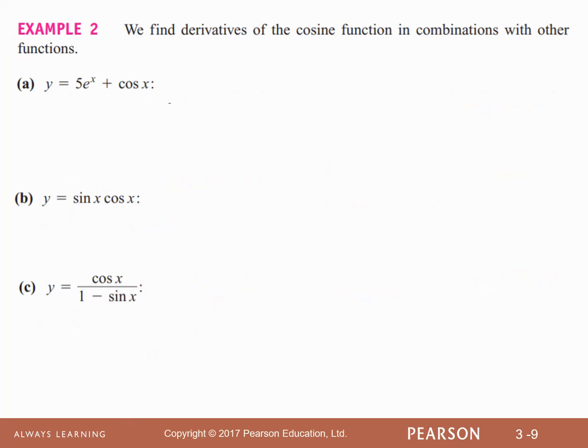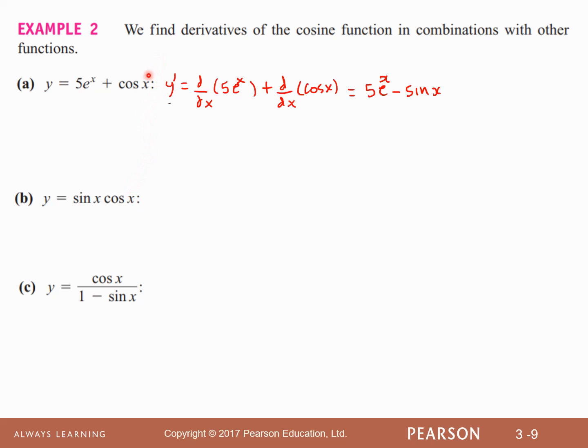Example 2. Example 2 is about cosine involved with other functions. For instance, part A has cosine involved with an exponential function. Part B has cosine involved with sine, so this is pure trigonometric. And part C is also cosine involved with sine, so this is also trigonometric. So I'm going to go ahead and do the combination of the exponential and trigonometric and leave the other two, B and C, for you as homework.